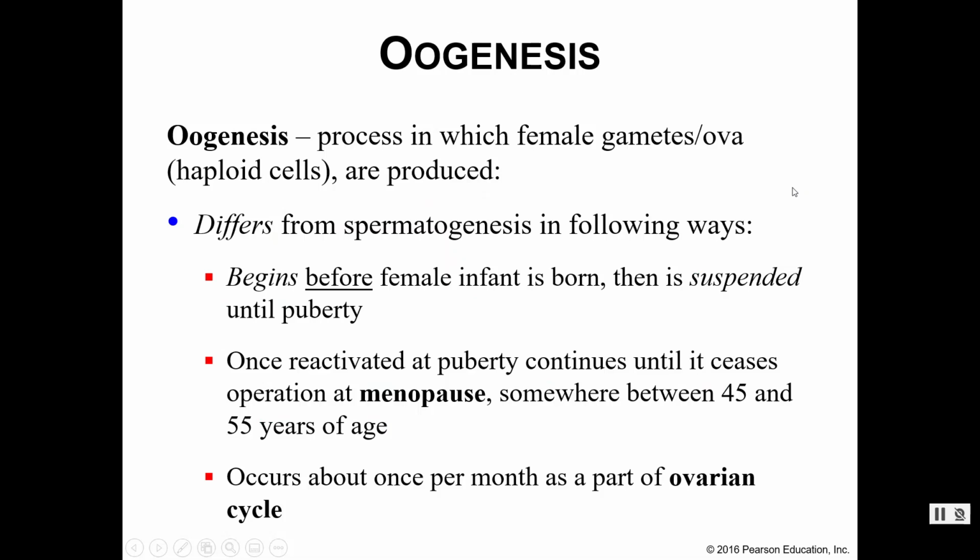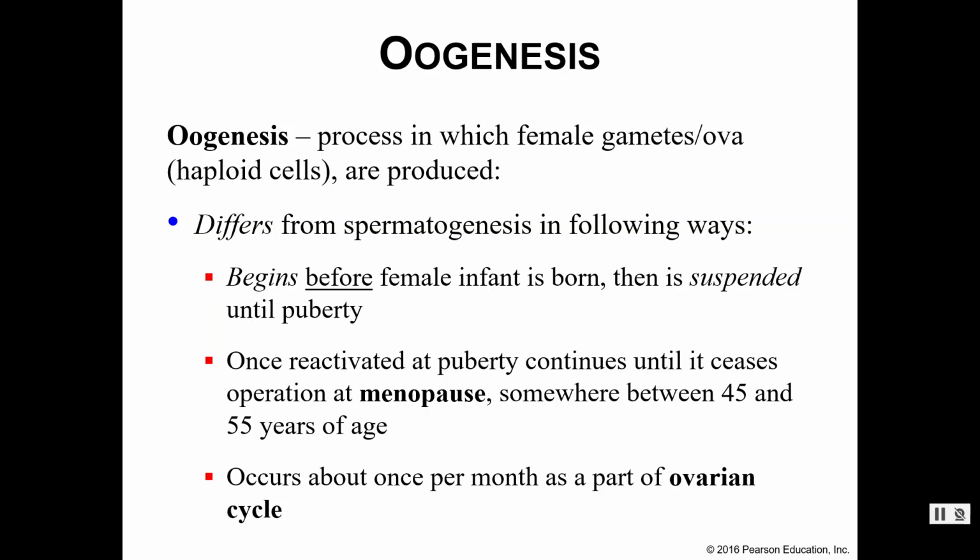Now let's make an egg. So, oogenesis. We're going to create an egg, an ovum, or ova is plural. These are also haploid cells. There are some key differences between spermatogenesis and oogenesis.